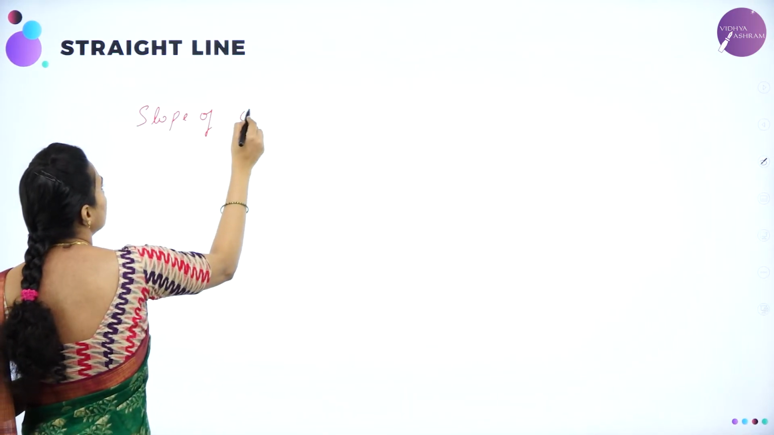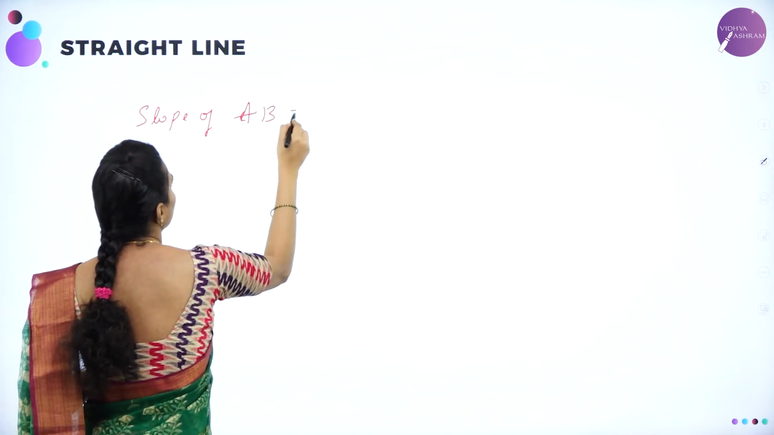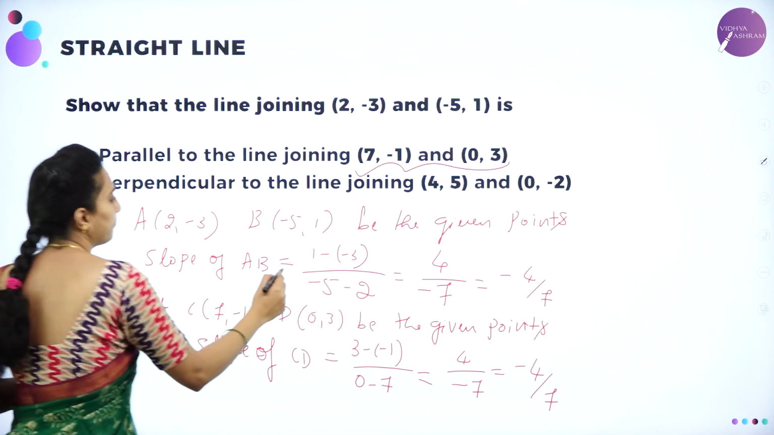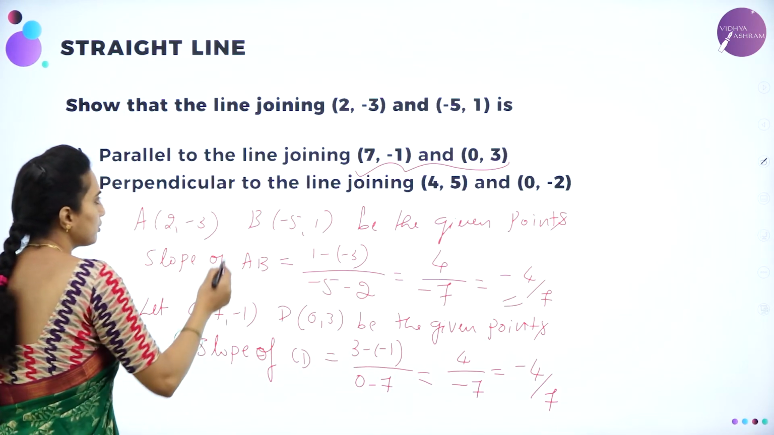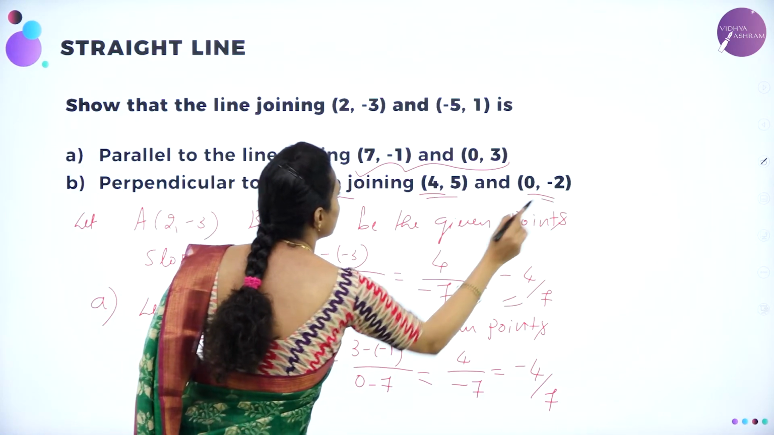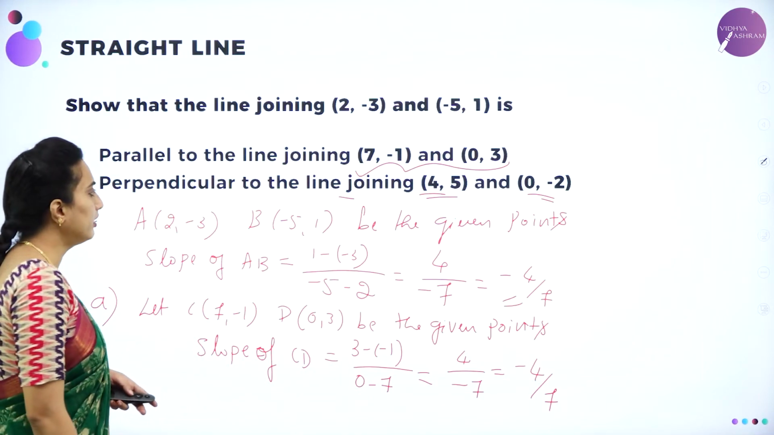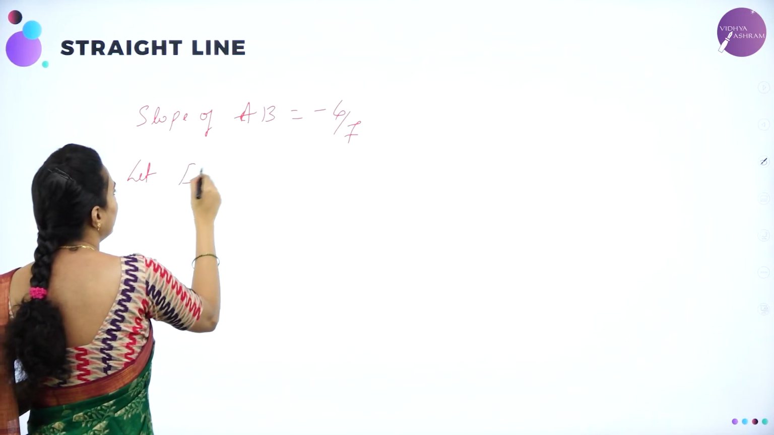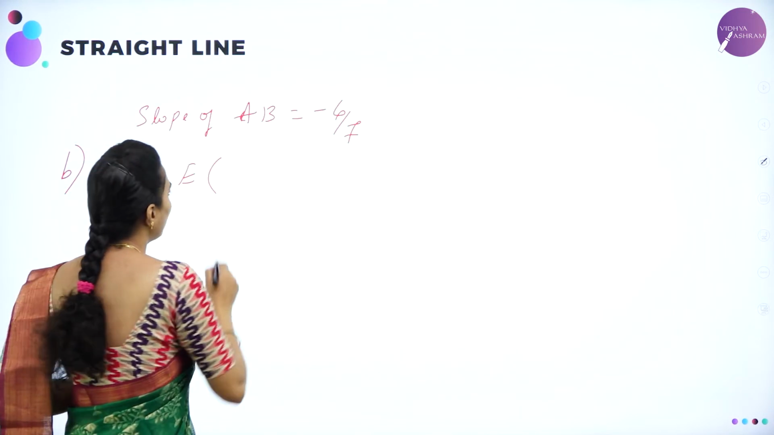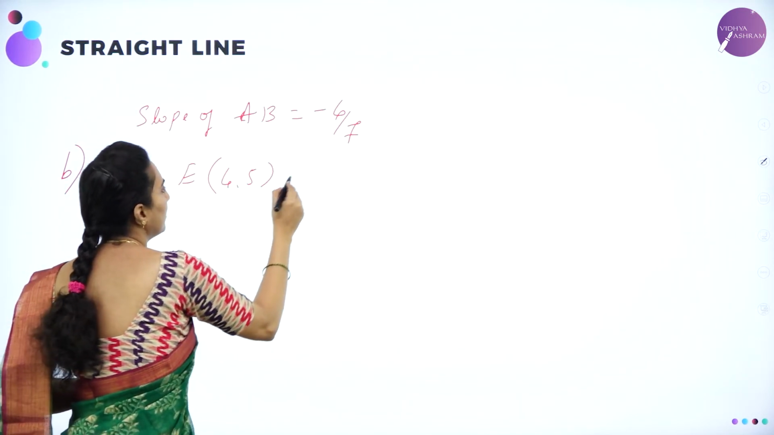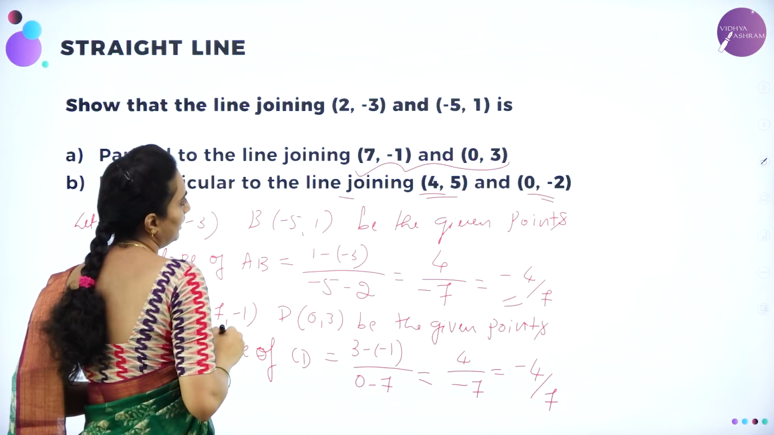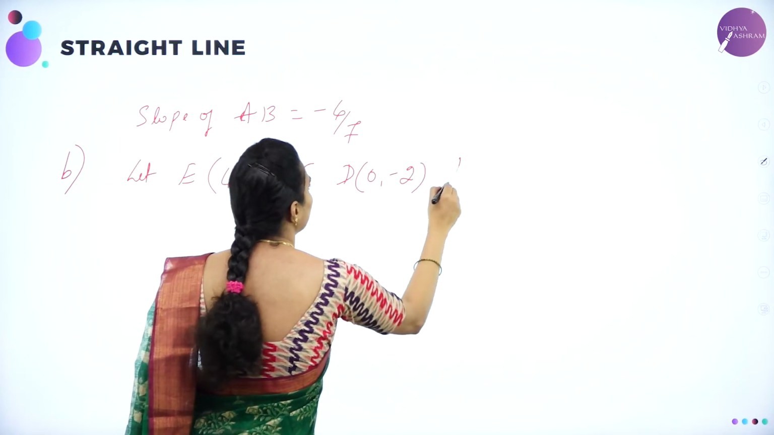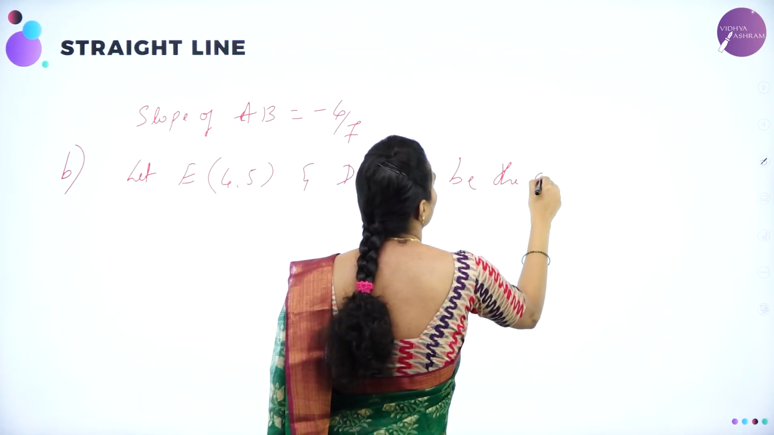Slope of AB is nothing but minus 4 by 7. What we have found out, isn't it? This one, right? Now we need to find out the slope of this. Let me consider this point as E and D, B. Okay, let E of 4, 5 and D of 0, minus 2 be the given points.